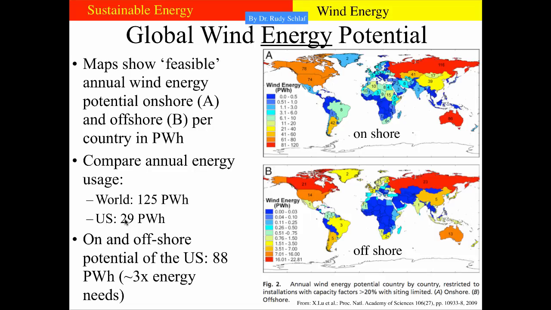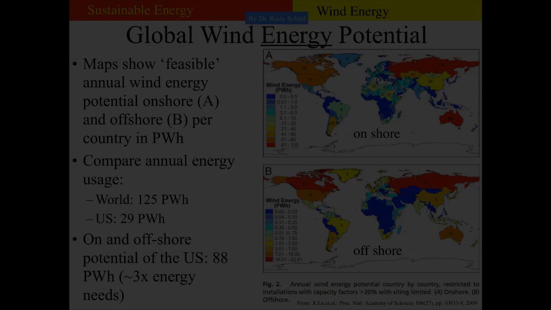We are currently at 29 petawatt hours. If you look at the world, that's about 125 petawatt hours. And so there are quite a few countries that have significant potential for wind power generation. So it appears entirely feasible that wind power could cover a significant portion of the world energy needs.